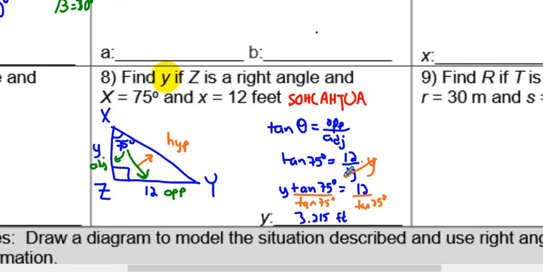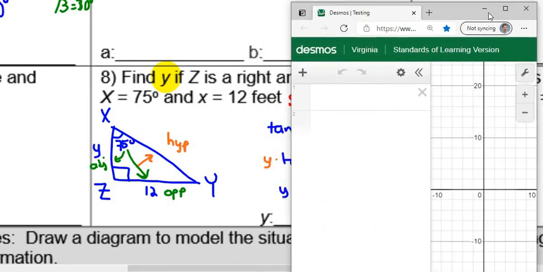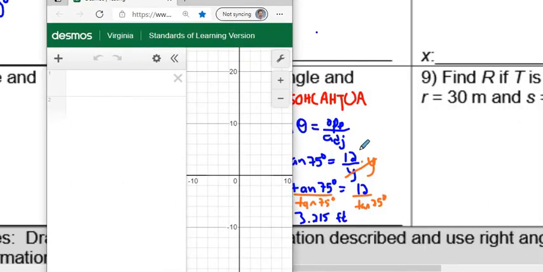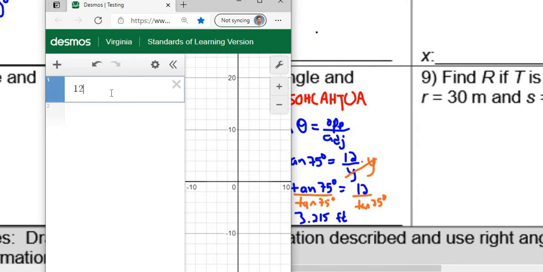So I multiply by y to get it free of the denominator. I do the same thing over here. And then I still don't have my y free. So I divide by tangent, right, to get 12 divided by tangent of 75. And that is going to give me the answer once I put it in Desmos. So why don't we go ahead and type this one in just to make sure we know what's going on there. So all I have to do is type in 12 divided by tangent of 75.